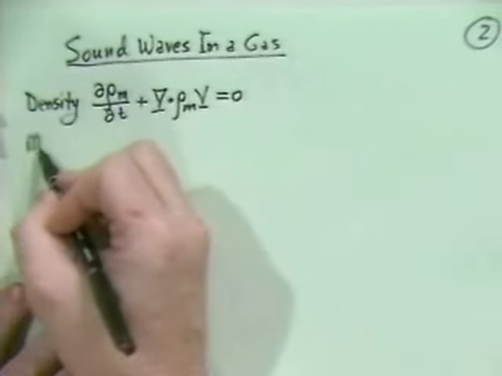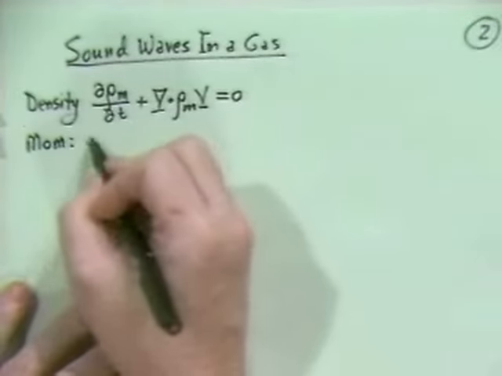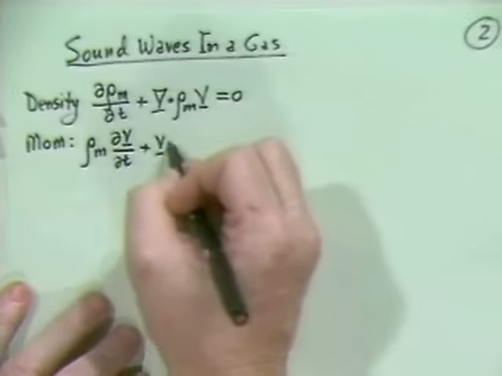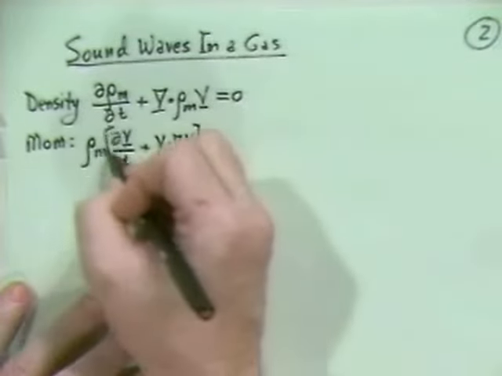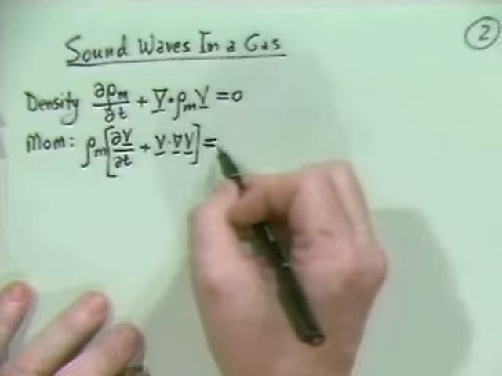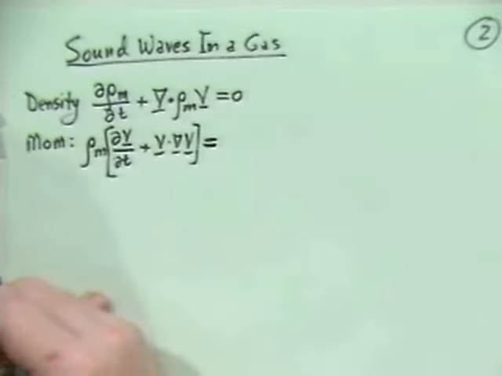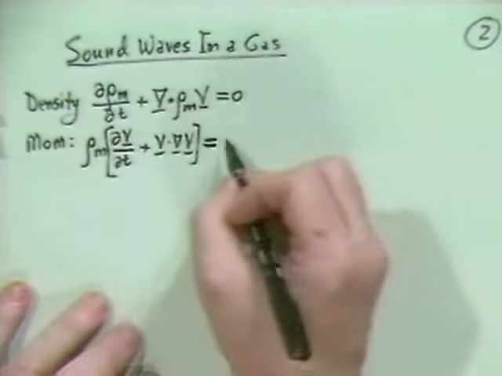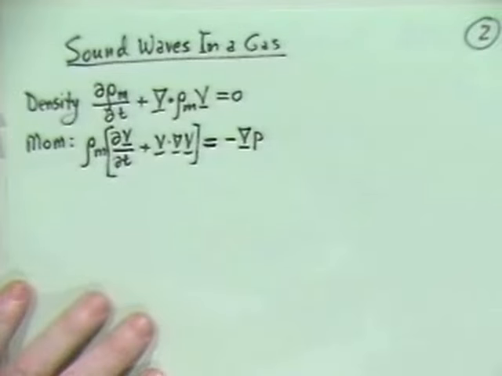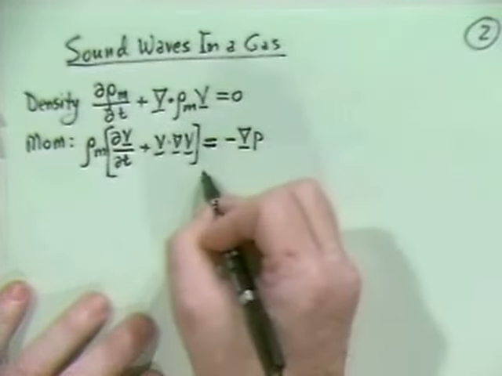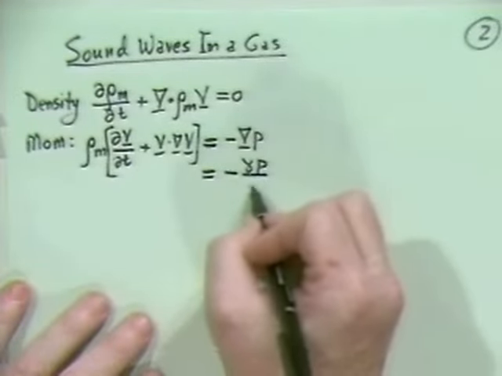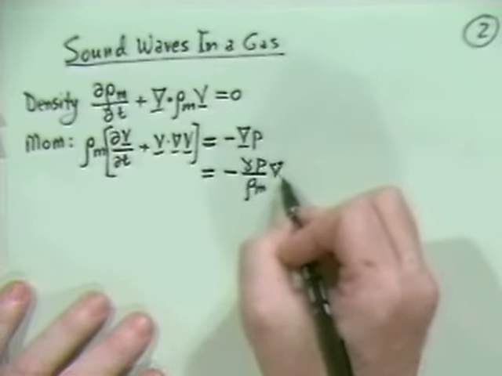And I also want a momentum balance equation, which is rho mass times partial of v with respect to t plus v dot del v is equal to, and what force is on neutral particles in this room? Well, there's certainly no Lorentz force, because they're neutral, or at least it's minuscule. So it's just the pressure gradient force, which for an ideal gas law is just minus gamma P over rho mass times the gradient of the mass density.